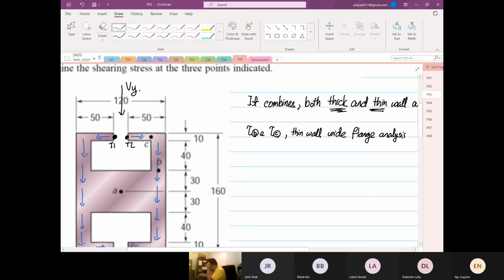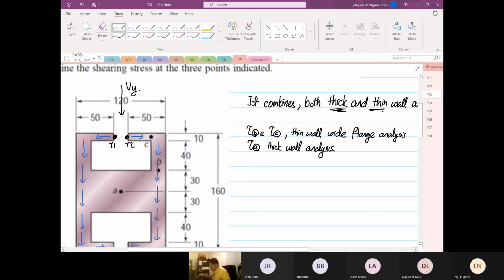Okay, but the shear stress at point A, right? Given the thickness is pretty wide, it's 120 millimeters, right? So this is a thick wall at point A. It is a thick wall analysis. All right. So interesting problem.